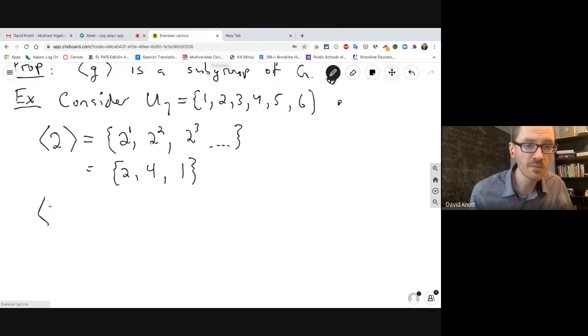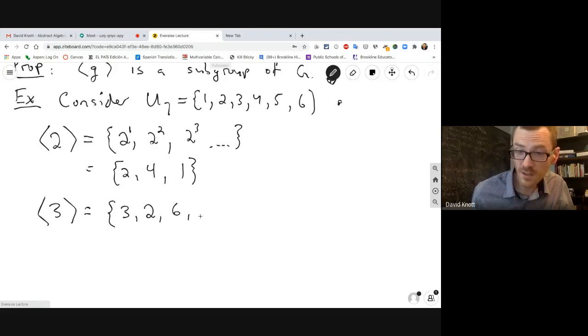Let's consider the subgroup generated by 3, okay? So what is this? So we're going to have 3 to the 1, which is, of course, just 3. 3 squared, which is 9, which mod 7 is 2. And then multiply by 3 again. 2 times 3 is 6. Multiply by 3 again. 3 times 6 is 18, mod 7 is 4, right? Multiply by 3 again, we've got 12, which mod 7 is 5. Multiply by 3 again, you get 15, which mod 7 is 1. And then multiply by 3 again, and you get back to 3, right? And then the process will start over again.